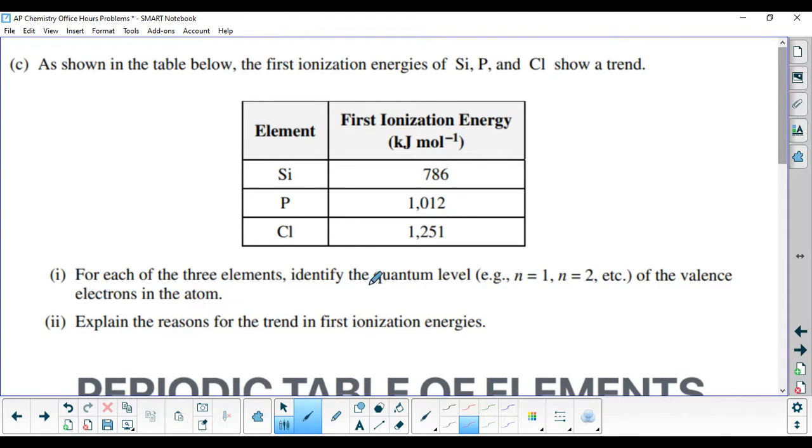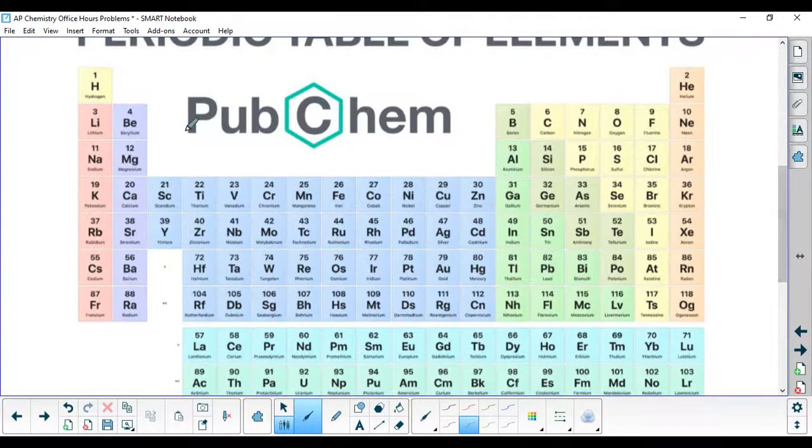For each of the three elements, identify the quantum level. This is the shell of electrons for the valence electrons in the atom. Just go to your table, and this is your first shell, second shell, third shell, and we're in that third row here. Here are the elements that we're considering. Oh, not sulfur, silicon here. So this is our third shell, so you should have just said third shell electrons.